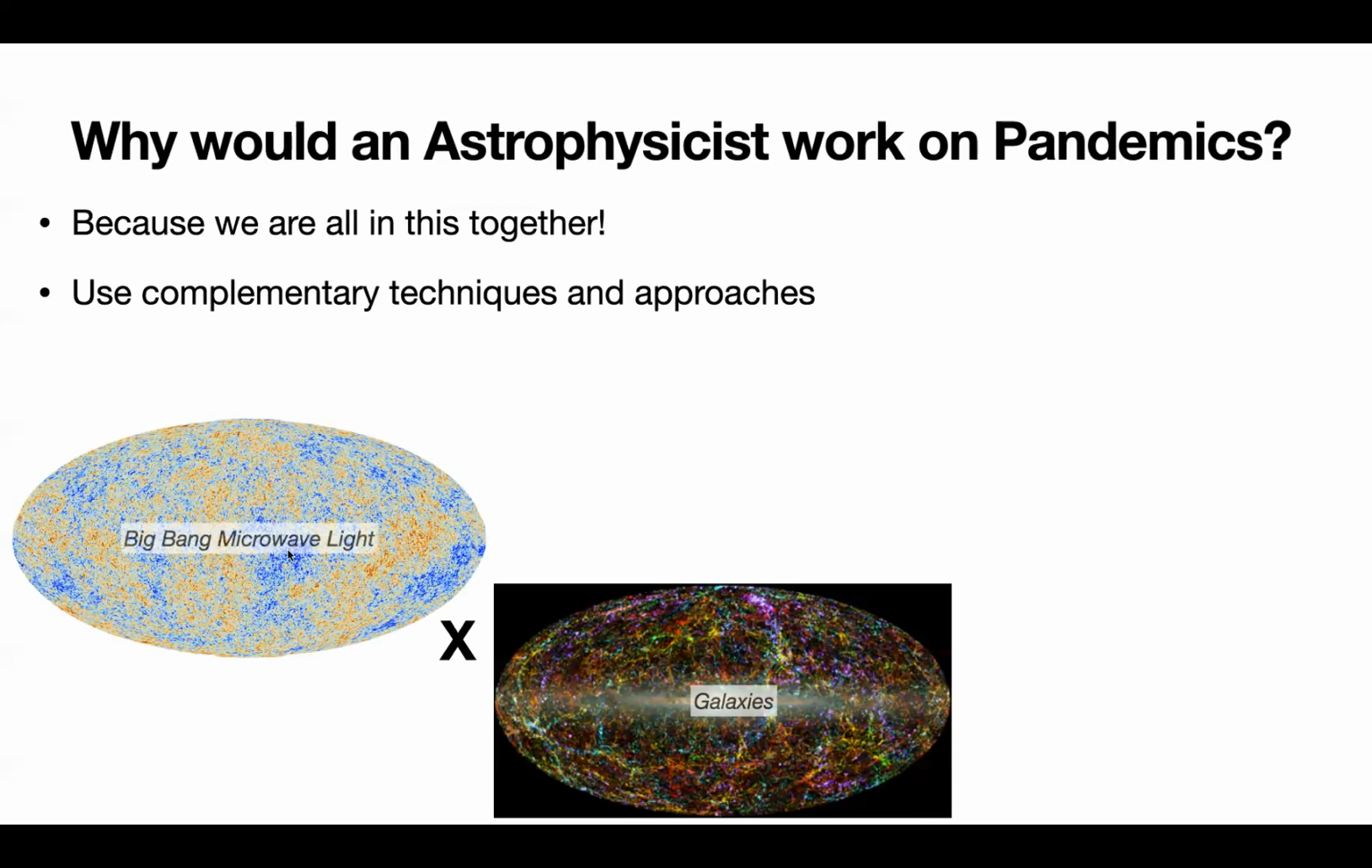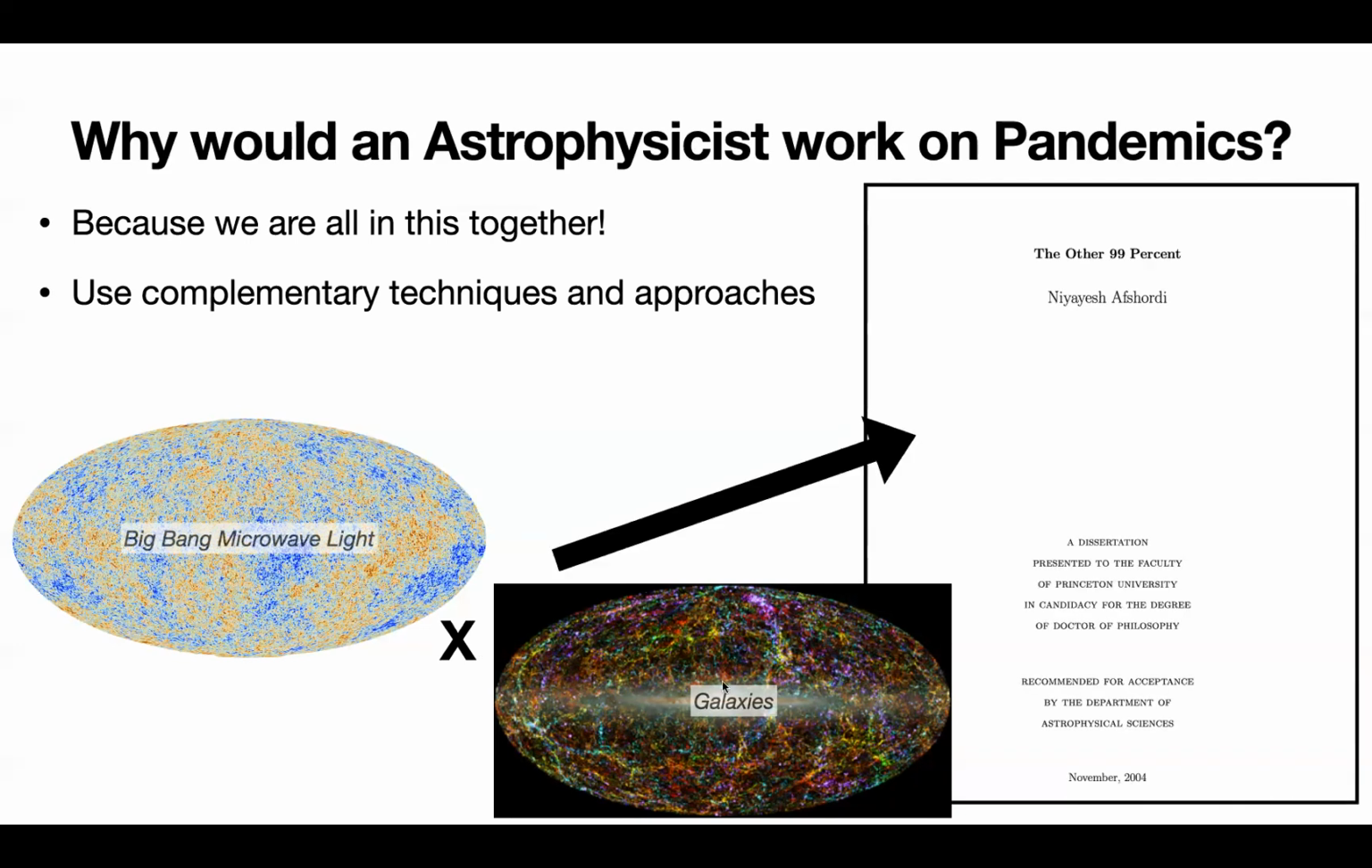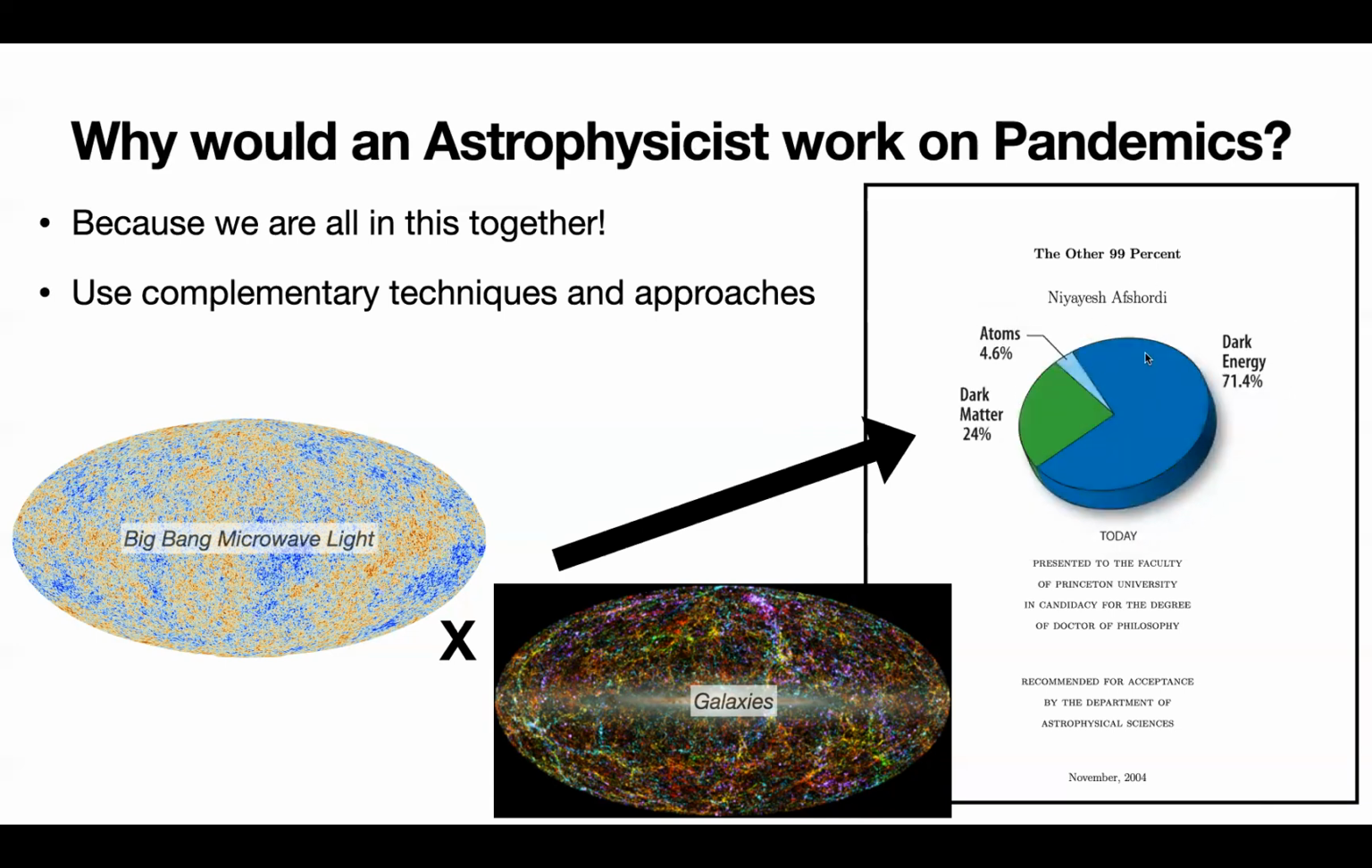It's very similar to what we need to do with the pandemic. What I did for my thesis, and in fact, is an active area in cosmology, we look at the Big Bang microwave light that came from the Big Bang. We look at the correlations with galaxy distributions. This is in particular what I did for my thesis more than 15 years ago, 16 years ago now. We could unravel the other 99% of the universe.